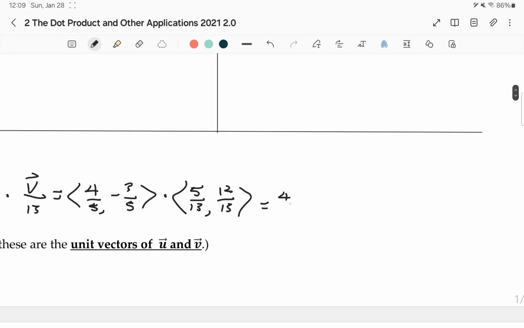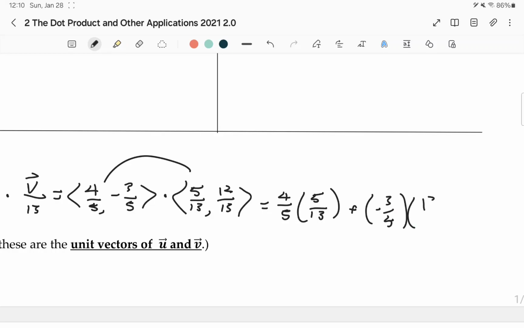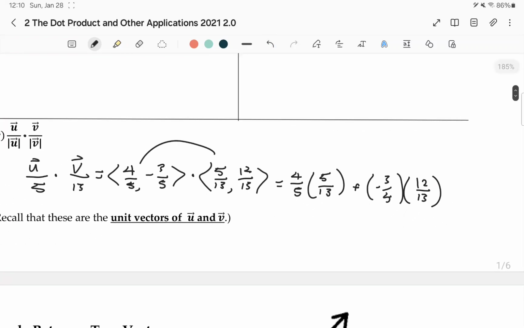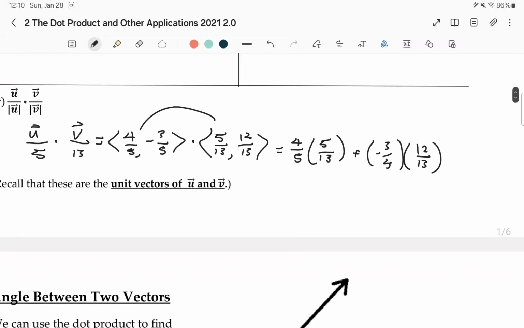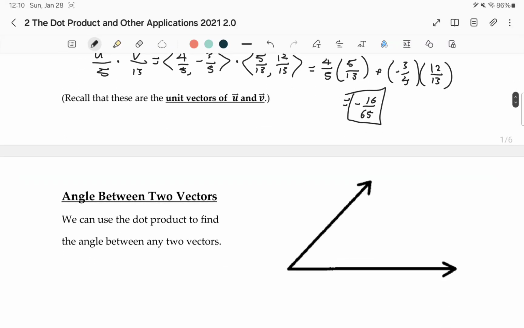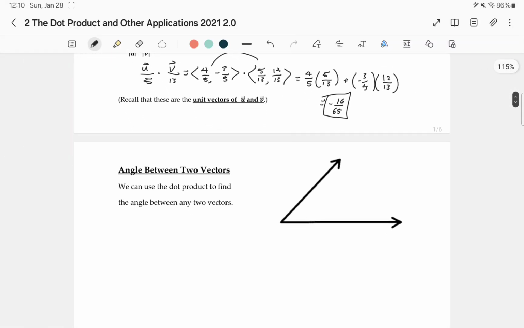So we're going to get 4 over 5 times 5 over 13. Remember, a times c, plus the negative 3 over 5 times the 12 over 13. And this will give our dot product that we want. And if you calculate this out, you're going to get negative 16 over 65. So as you can see, it's just a number. There's no vector stuff, I guess you can say.